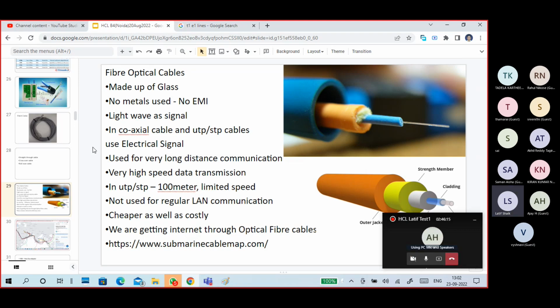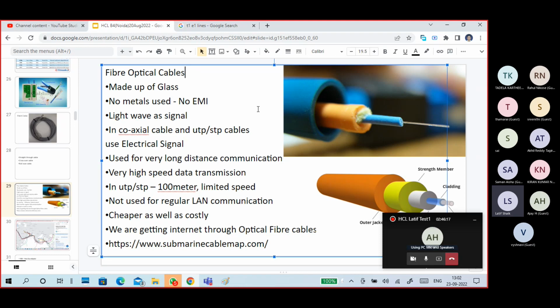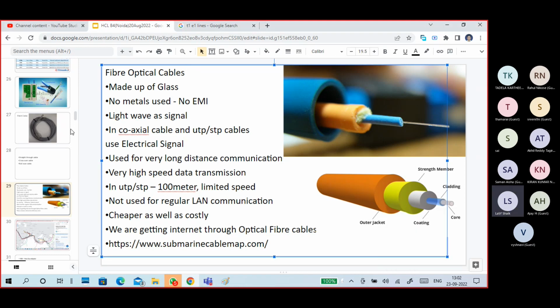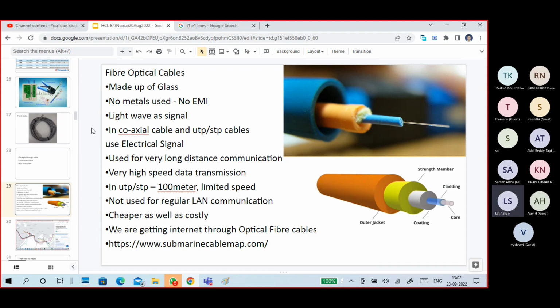Yeah, we'll continue, guys. That is fiber optical cables. Fiber optical cables are made up of glass. Here we are not using electrical signals. In coaxial cable, we are using copper. In UTP and STP cables, we are also using copper. Copper is a metal and it is very costly.